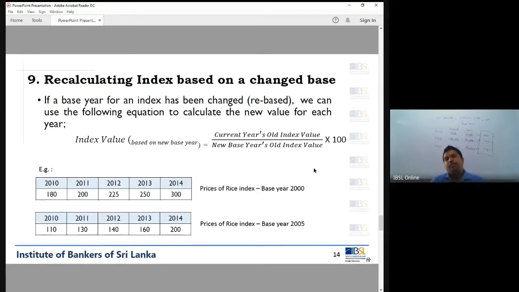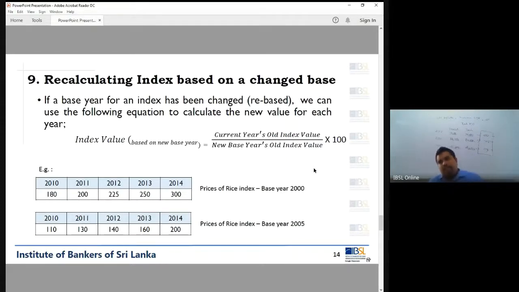Last point we want to touch upon for this session is the recalculating of an index, provided that we have gone for a rebasing. That means changing the previous base. Now in this previous GDP example, we put 2015 as the base year. So what if, down the line, we want to change the base? Can that be a case? Obviously, it is going to be a case, isn't that so?